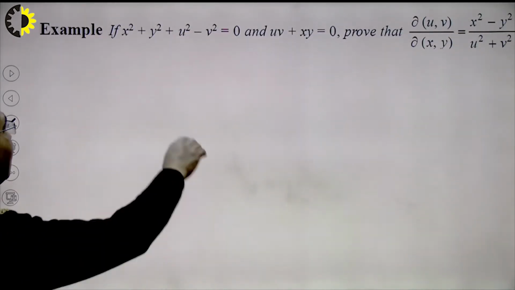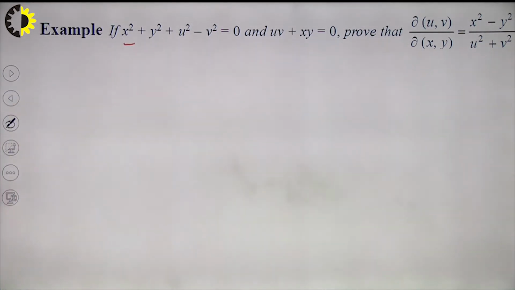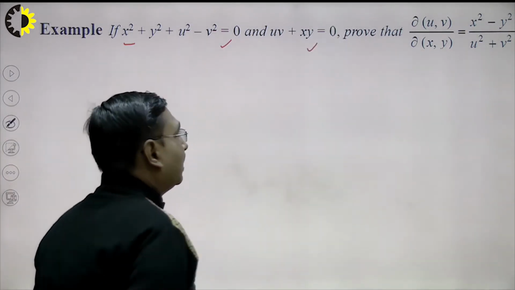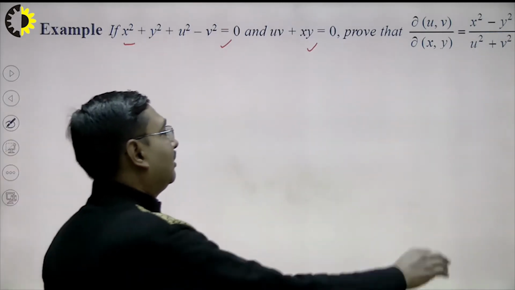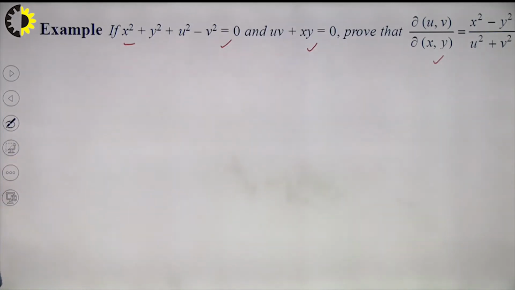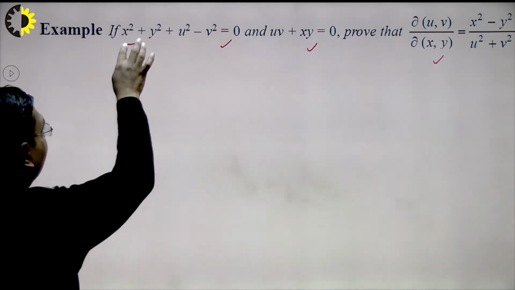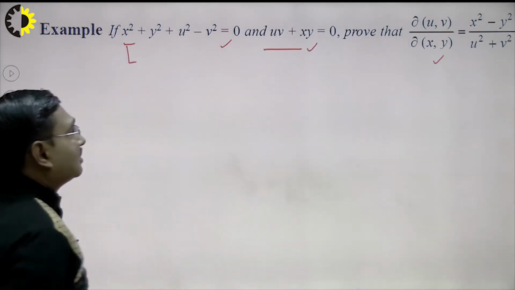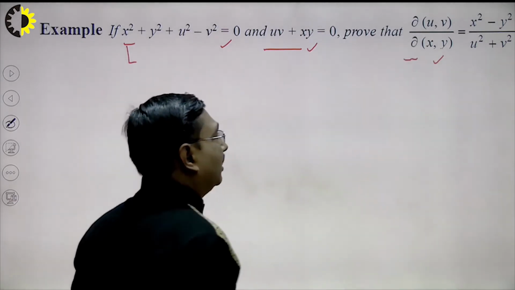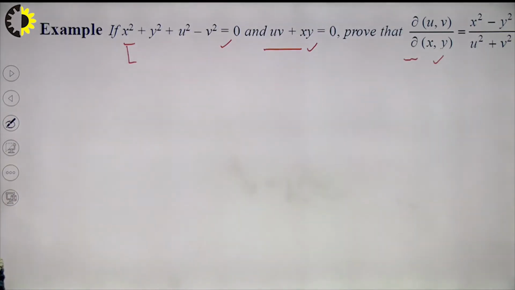Example says, if x square plus y square plus u square minus v square equal to 0 and uv plus xy equal to 0, prove that del uv over del xy is equal to x square minus y square upon u square plus v square. We are given 2 implicit relations involving x, y and u, v, and we wish to calculate the value of this Jacobian del u v over del xy.